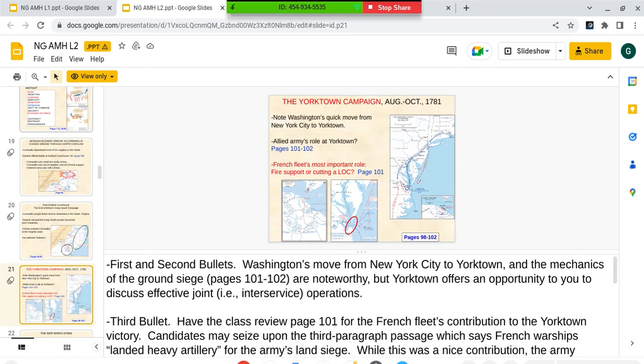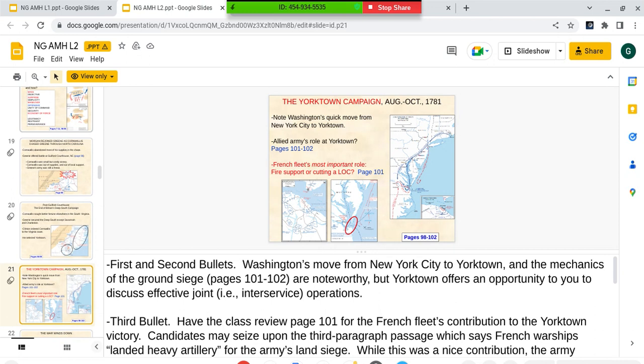Let's move on to the directly testable stuff. The Yorktown Campaign. This was the French fleet's most important role. It talks about whether or not it was from the fire support or cutting a line of communication. So they did provide fire support, but that was something the Patriots already had. So that wasn't what was really so important about the French's help at the Yorktown Campaign.